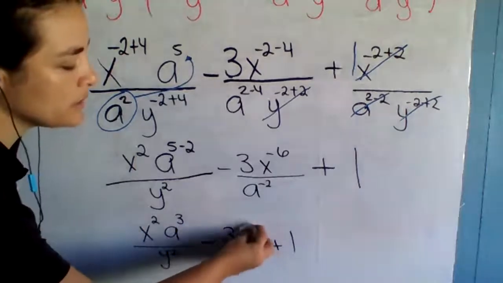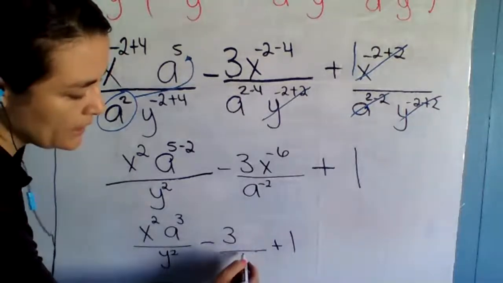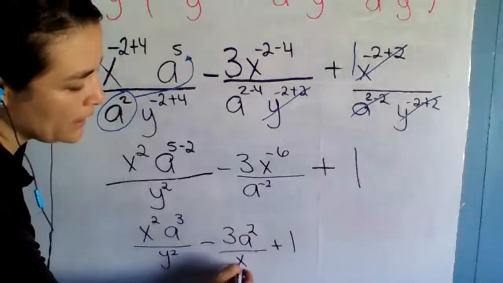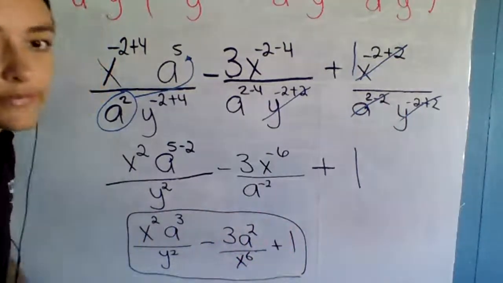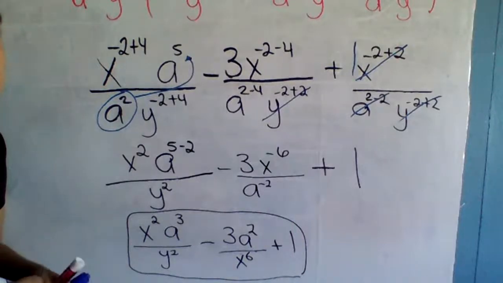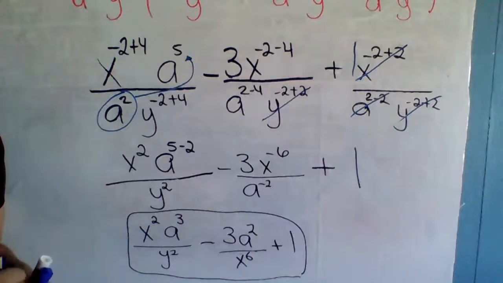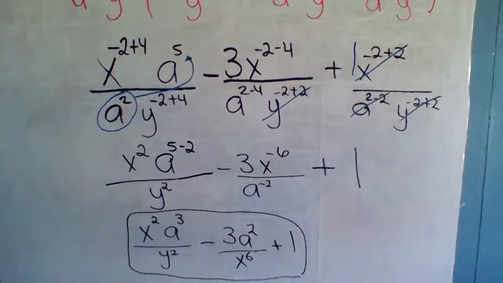So I'm going to just erase here because I don't have a lot of space. And we're going to say, I'm going to get a^2 and x^6. And that's my answer. Okay. All right. Okay, excellent. Excellent. That's it. All right, we finished lesson 81.